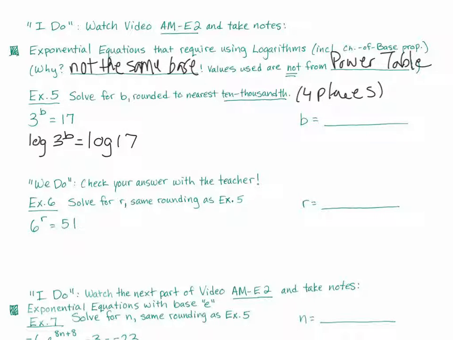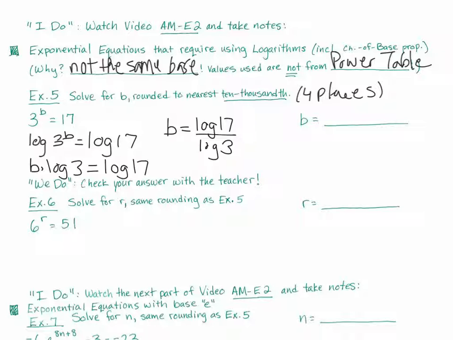And if I remember what happens with my exponent, when I have a log with an exponent, remember that comes down in the front of the logarithm. So this is going to turn into b times log of 3 equals log of 17. And then if I want to solve for b, I'm going to get that b is equal to log of 17 all over log of 3.